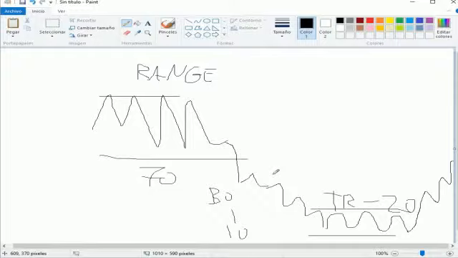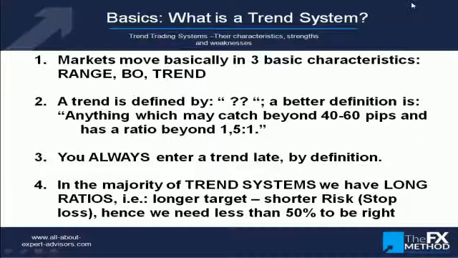So trend trading happens only 20% of the time in the market, not 20% of the times. That's incorrect. 20% of the time, and that's an average, right? There are many years, such as 2012 in the forex market, where there were hardly any trends. So that's the average. There are more trendy years and there are less trendy years. That's very important to understand.